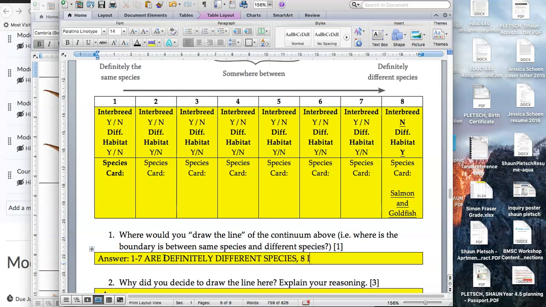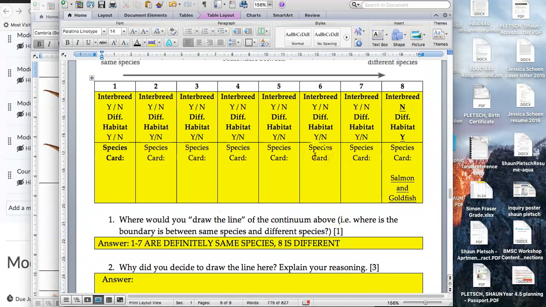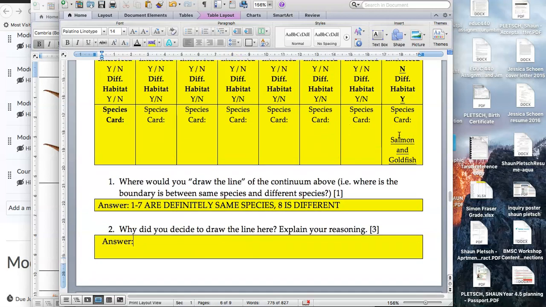8 is definitely the same species, and 8 is definitely different. So that's where you decided to draw the line, and then you just explain why you drew it there. So why are 1 through 7, all those cards, the same species, but 8 not? Use some of the information we talked about, especially in our meeting on that PowerPoint, like the interbreeding, the viable offspring, the habitat, things like that, okay?